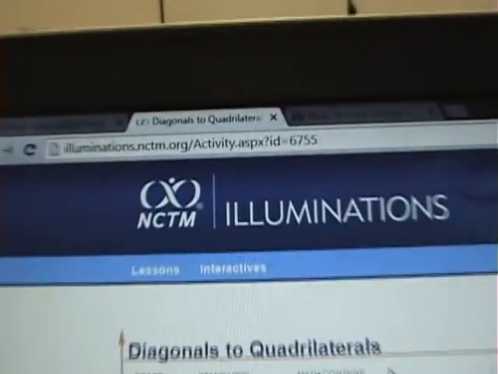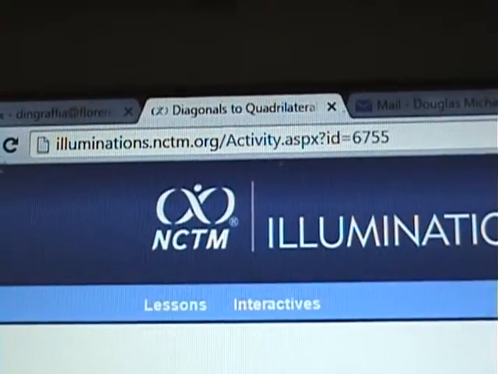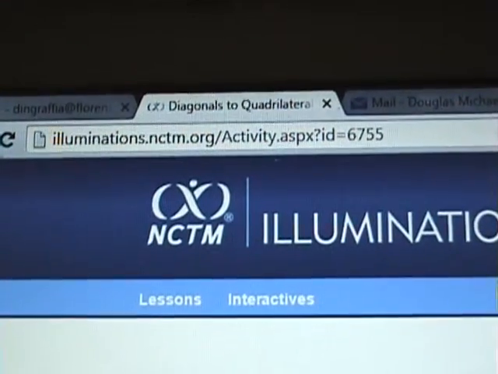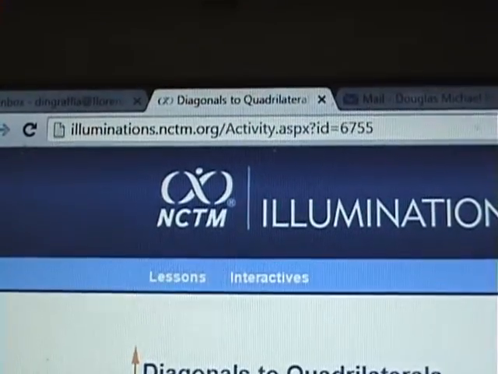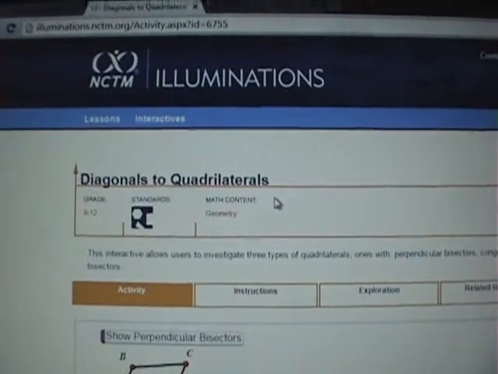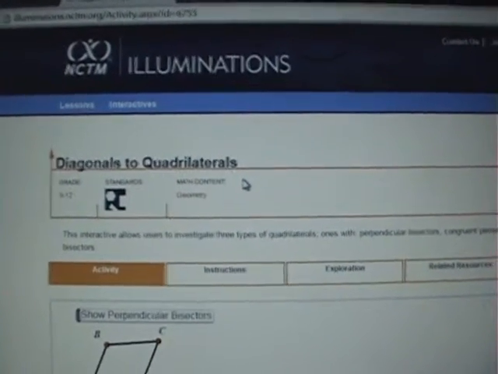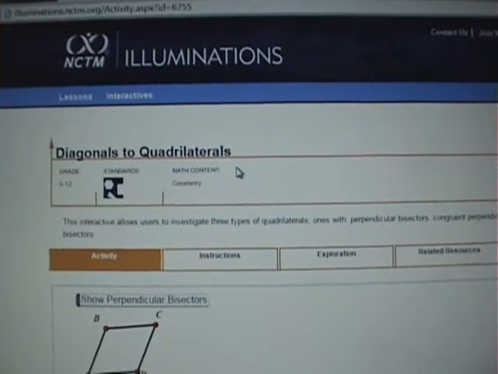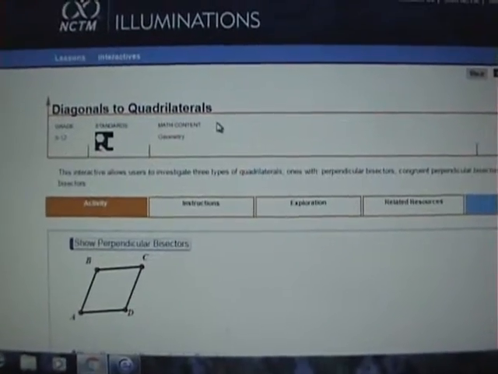Quick video that we're going to do, and this video is going to be based on a virtual manipulative that's found at illuminations.nctm. That's the National Council of Teachers of Mathematics. And clicking on the interactive site, we are going to do diagonals of quadrilaterals, so basically just a geometry lesson dealing with diagonals and their congruency and if they're perpendicular based on the type of quadrilateral.